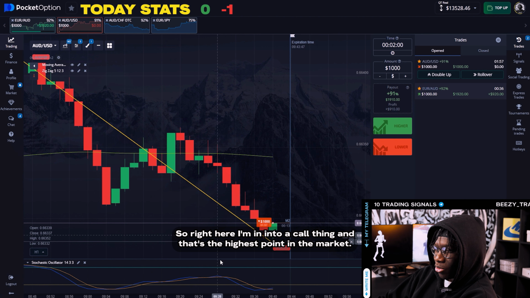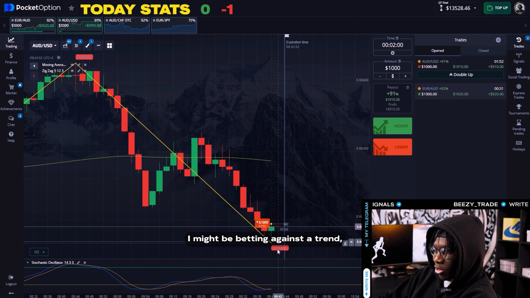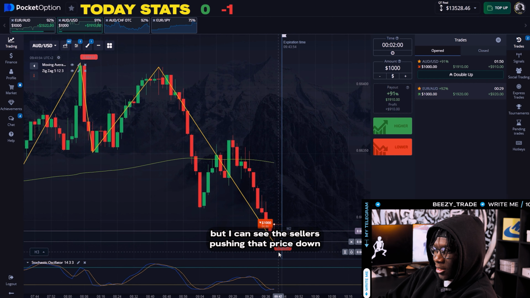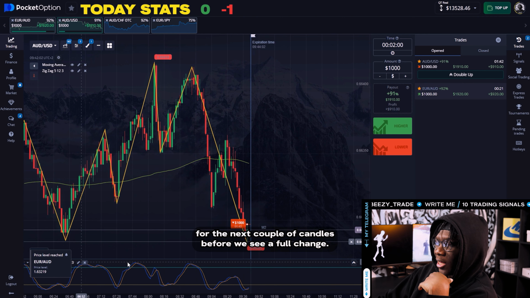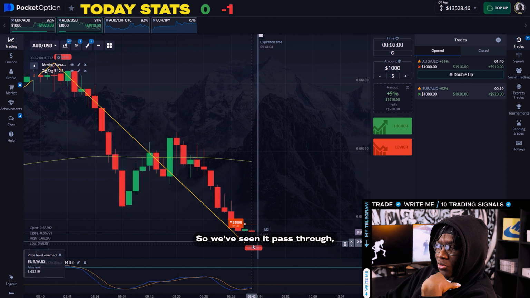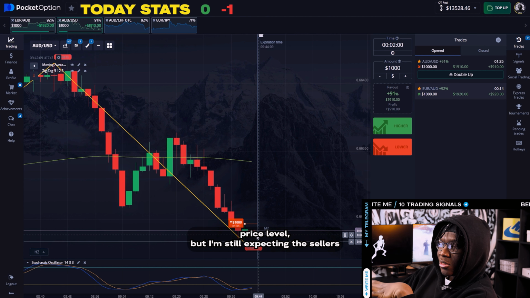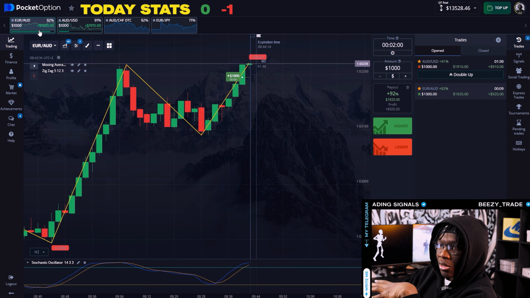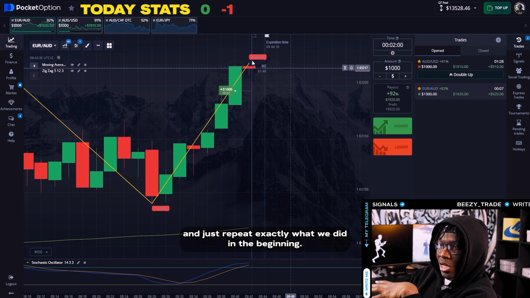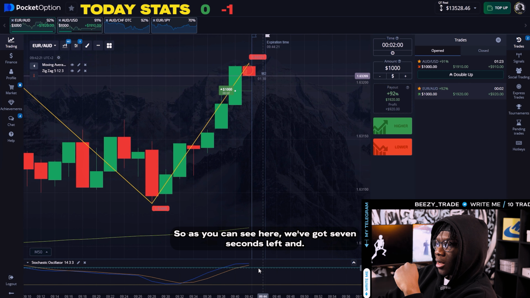So right here, I'm entering into a call, thinking that's the highest point of the market. I might be betting against the trend, but I can see the sellers pushing that price down a little bit and holding that price a little bit lower for the next couple of candles before we see a full change. So we've seen it pass through our price level, but I'm still expecting the sellers to keep that price low to a point that we'll be able to take profit and just repeat exactly what we did in the beginning. So as you can see here, we've got 7 seconds left.